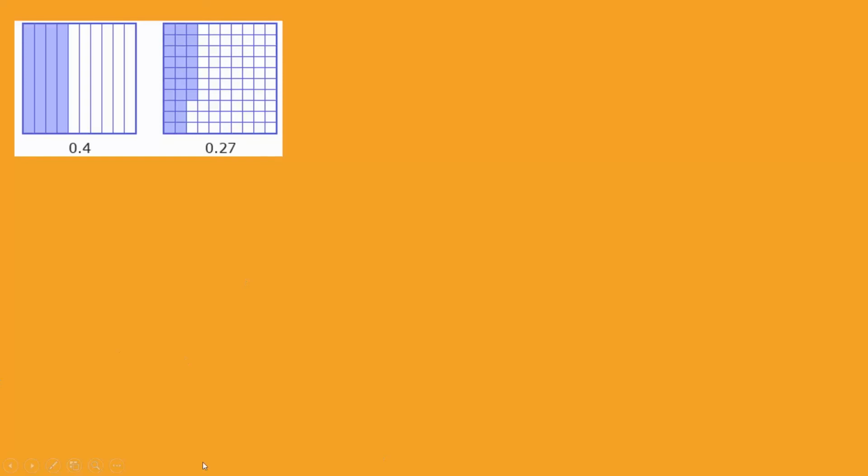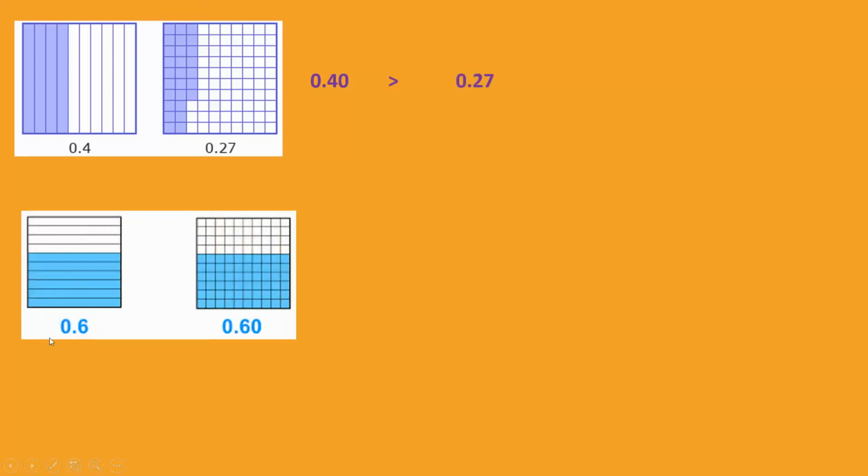Okay, comparing decimals. You remember 0.4 and 0.27. We talked before in grade 4 about this. We can't compare if they don't have equal decimal places. So 0.4 has 1 decimal place and here 2 decimal places. So we must add a 0 here, it will be 0.40 and 0.27. So 0.40 is greater. Okay, 0.6 and 0.60 will be equal because we will add a 0, it will be 0.60.